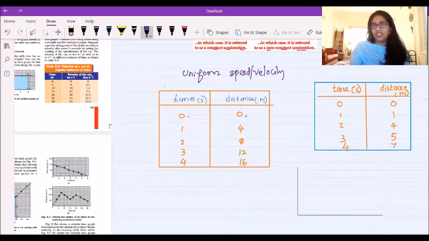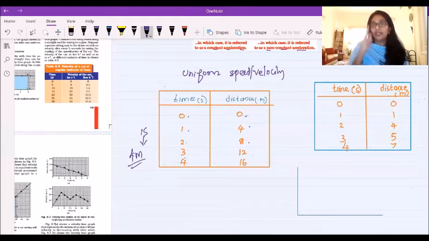After 1 second, it traveled 4 meter. After 2 seconds, it is 8 meter away from me. After 3 seconds, it is 12 meter away from me. After 4 seconds, it is 16 meter away from me. So I can see that the object is moving away from me, but it covers the same distance in equal intervals of time. In every 1 second, I can see that the object is covering 4 meter.